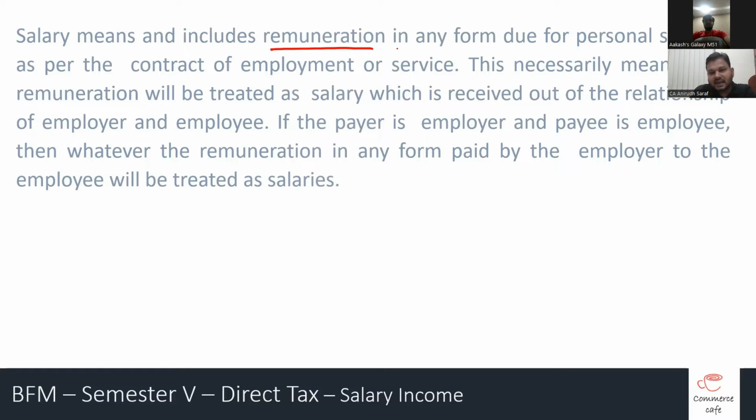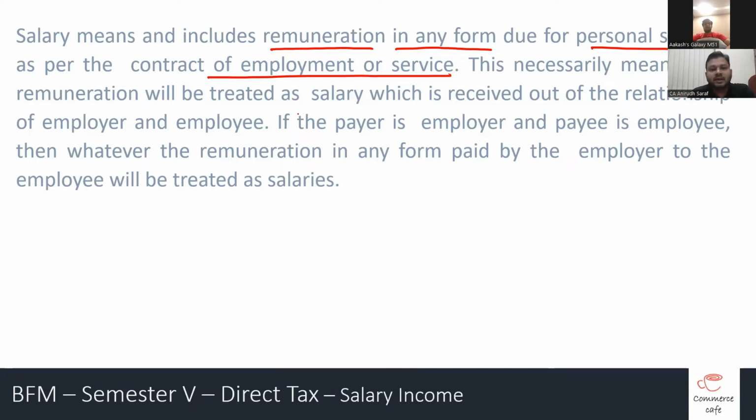Now notice it says in any form due for personal services. If you own a separate, additional house which you give on rent, you earn rent from that, and that cannot be called salary because it is not for personal services, it's for letting out a property. Salary means due for personal services as per contract of employment or service. That is the meaning of salary.